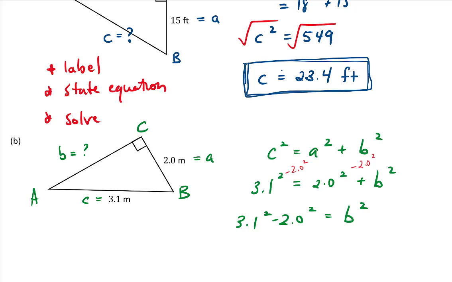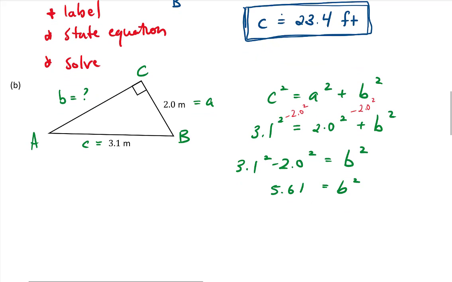Next, we can use our calculator, and we see that we get B squared is equal to 5.61. And then the last step is to square root both sides of our equation. So we end up with b equal to approximately 2.4 meters.